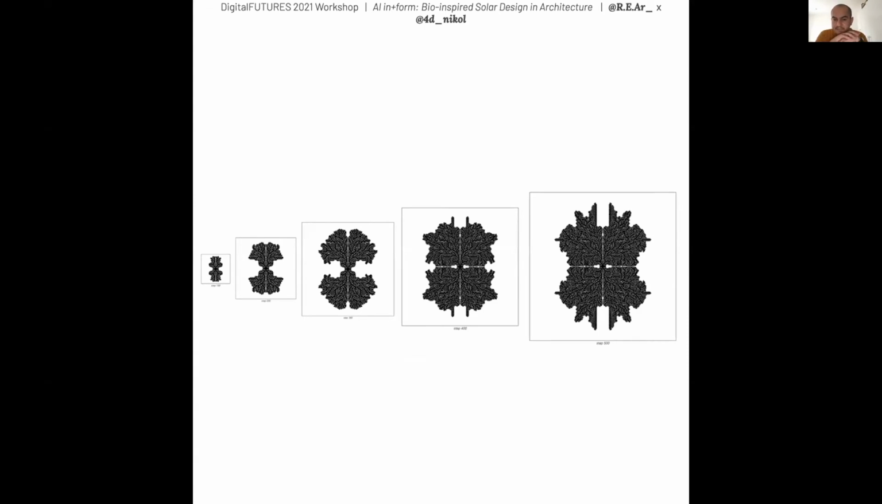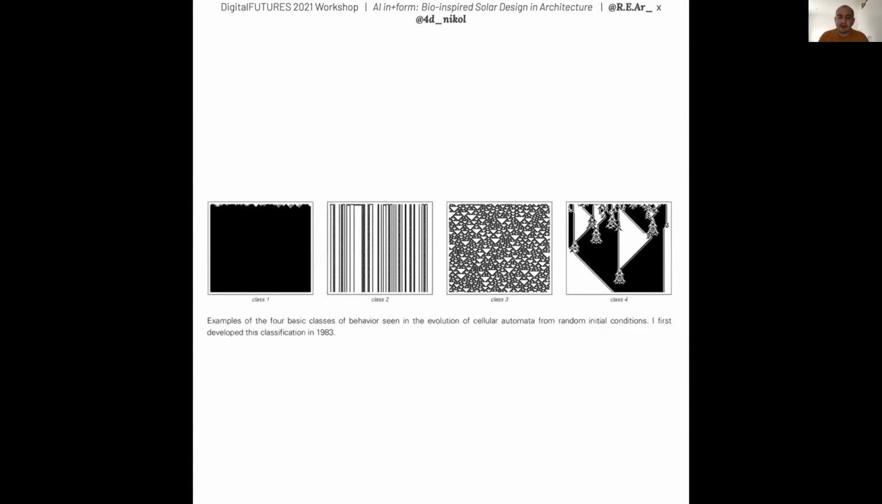So in a certain way, it's a little bit complex because you must test and test and try and try. Sometimes it's working well, like in this example, but in other cases the system is working in a quite boring way. Let's say class 1. We have 4 classes in CAs. Class 1 is the one in which you find a homogeneous pattern after a few generations, and then the whole set of possibilities has collapsed. And then you can find just a homogeneous pattern, in this case a black one.